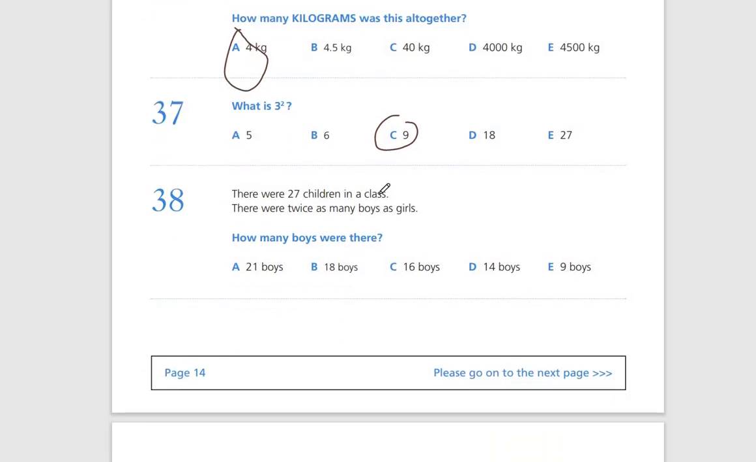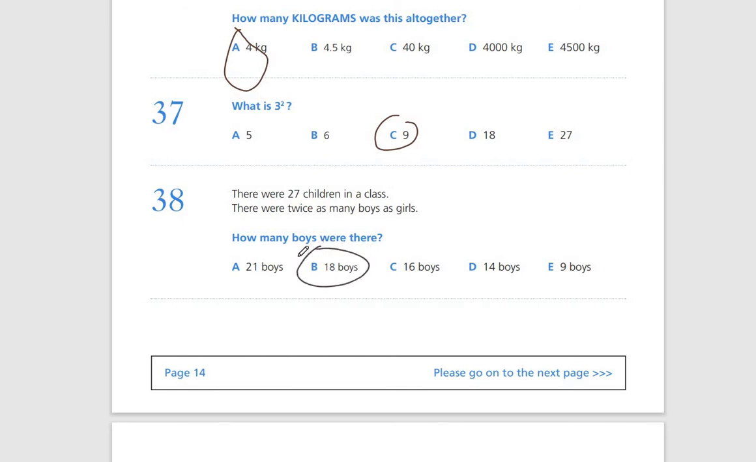38. There were 27 children in the class. There were twice as many boys as girls. How many boys were there? There will be 18 boys because there are twice as many boys as girls. That means there will be 9 girls. And 18 plus 9 is 27, giving us a total of 27.